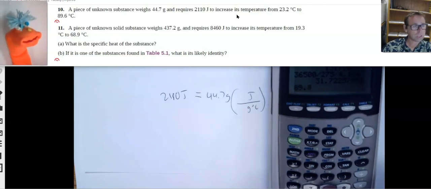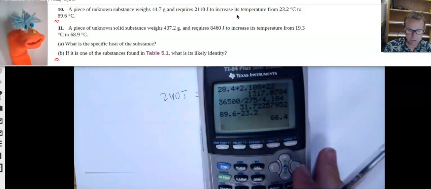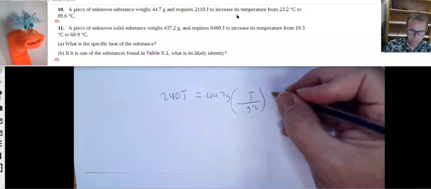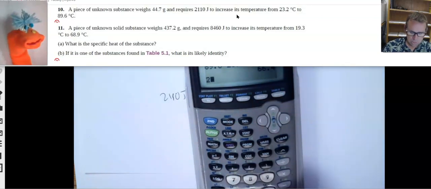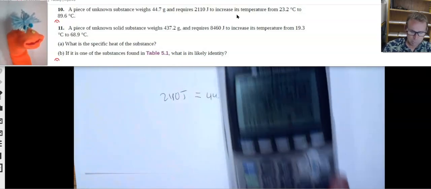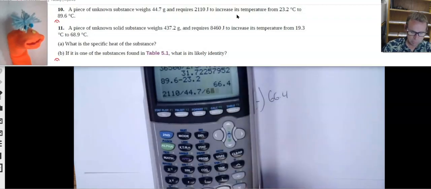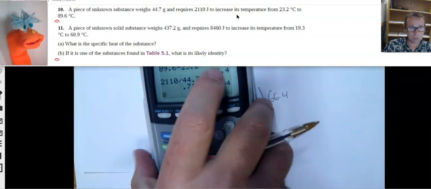Yeah, 89.6 minus 23.2. We heated it up, so the initial was 23.2. Sorry, the final was 89.6, and the initial was 23.2. So 66.4. So 2110 divided by 44.7 divided by 66.4. All right, so 0.711.